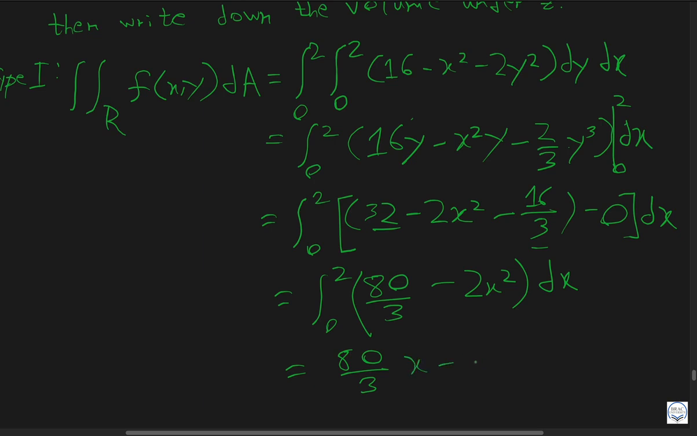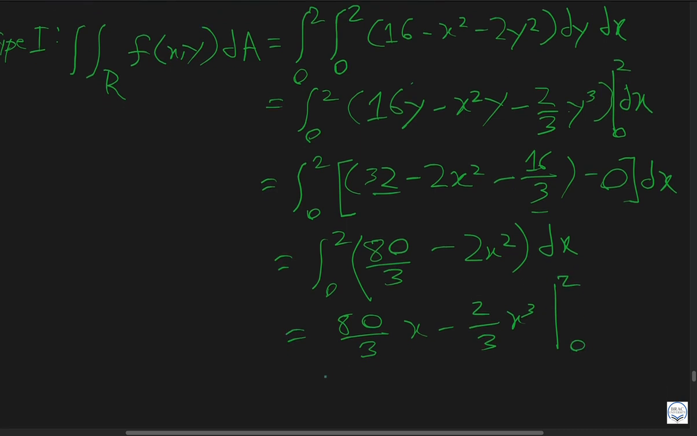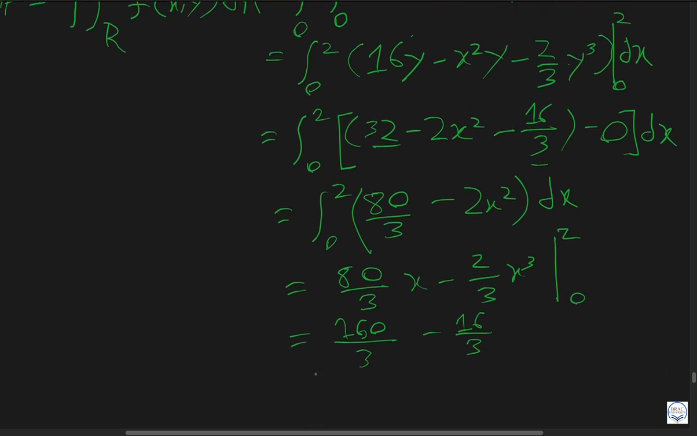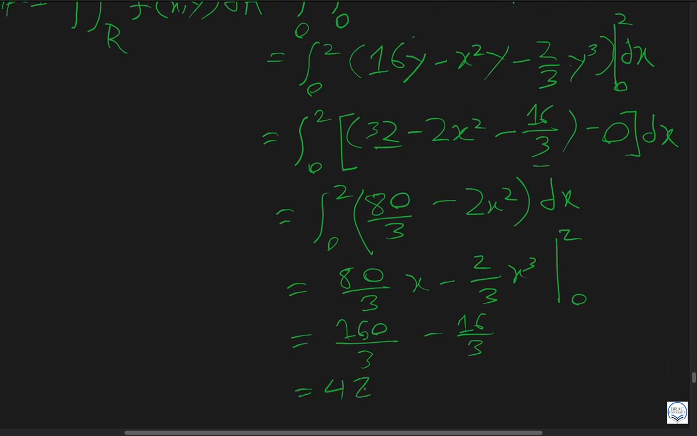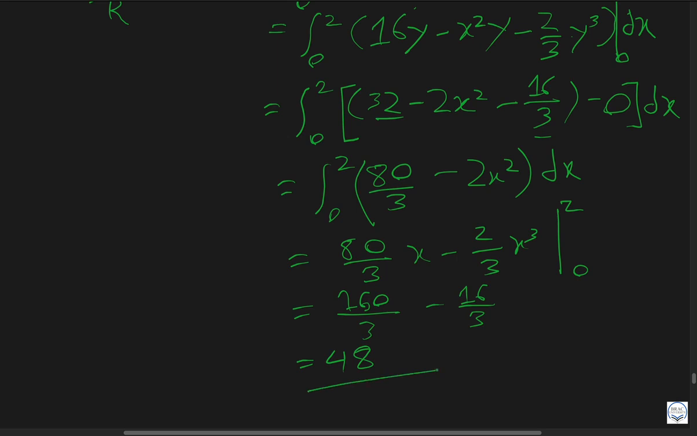This is just 80 by 3 x minus 2/3 x cubed, where we take the limits from 0 to 2. As we substitute 2 here, this will be 80 times 2, 160, divided by 3, minus 2 cubed is 8, 8 times 2 is 16, 16 by 3. So let's calculate that out. This is exactly equal to 48.